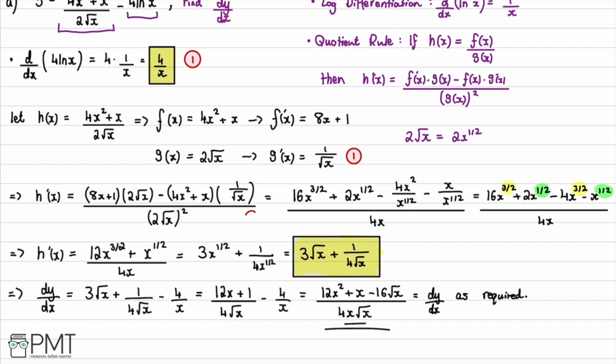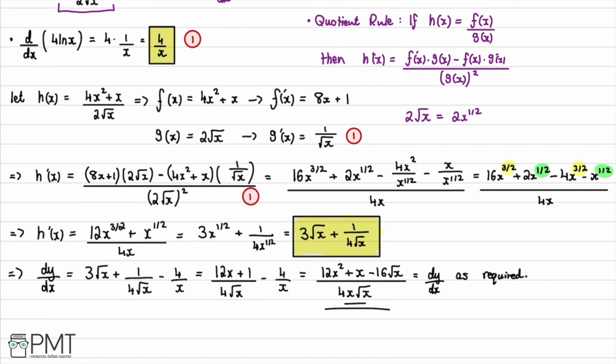So we'll give ourselves our third mark at this point here, and then we receive our fourth and final mark for getting to the correct answer and concluding that dy by dx was 12x squared plus x minus 16 root x divided by 4x multiplied by root x. And that's us completed this part of the question.